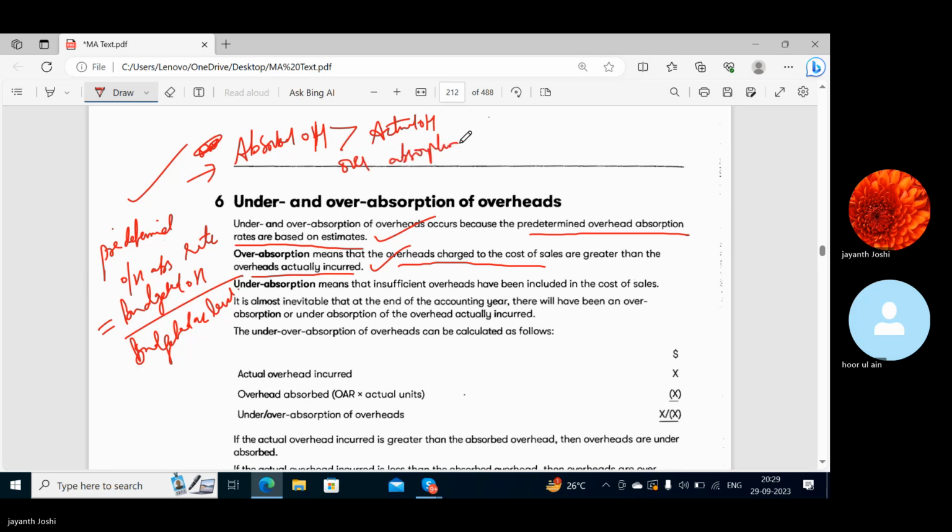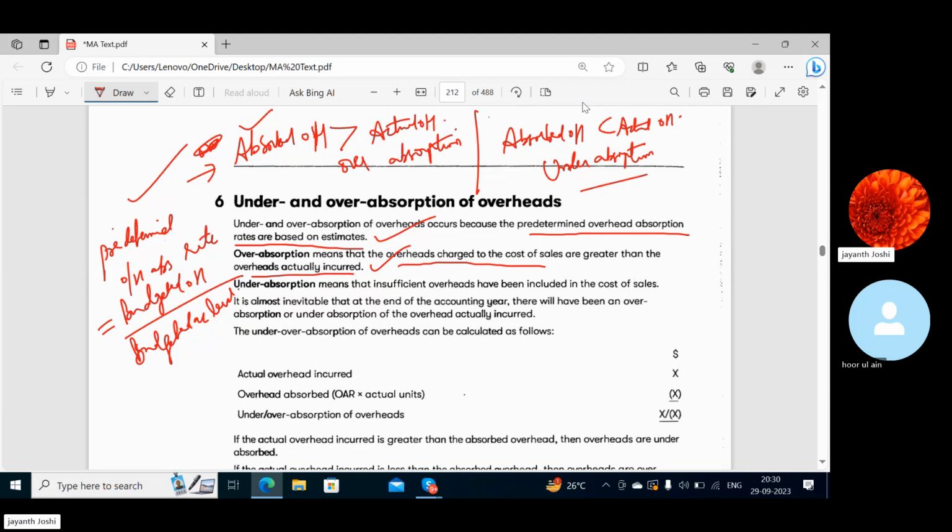Very simple. That means you have estimated more and you have incurred less. That means your absorption was more, right? That's the reason why it's over absorption. If absorbed overhead is less than actual overhead, it is under absorption. That is, insufficient overheads you have included in the cost of sales, right? Is this clear? If the absorbed overhead is less than actual overhead, it is under absorption.